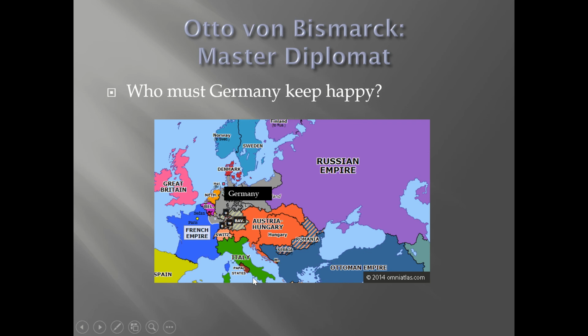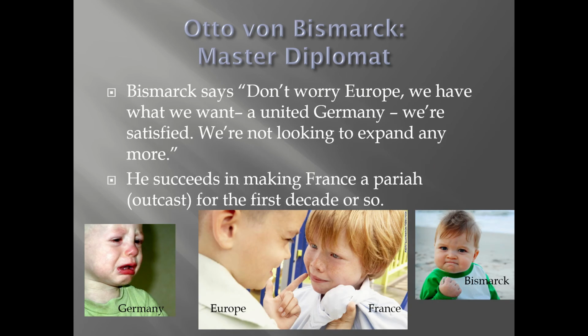Italy has recently unified, but it is not strong enough to challenge Germany in any real sense at this point. So Bismarck, again a master diplomat, is going to go to the rest of Europe, who is nervous at this point, because the whole point of not uniting Germany was, hey, we don't want a really strong country in the middle of Europe that could start attacking other countries.